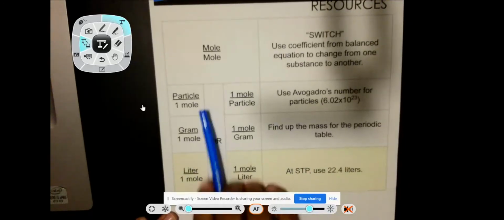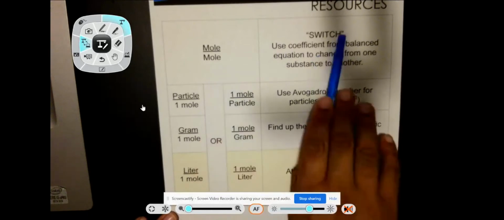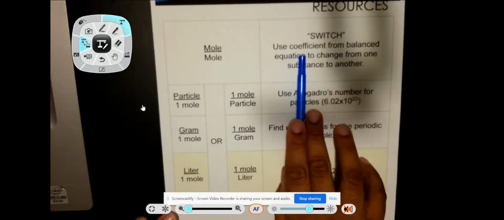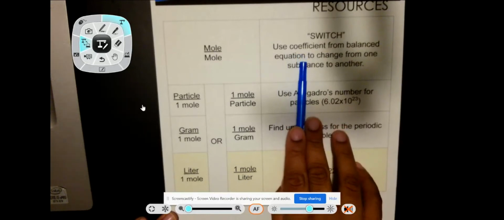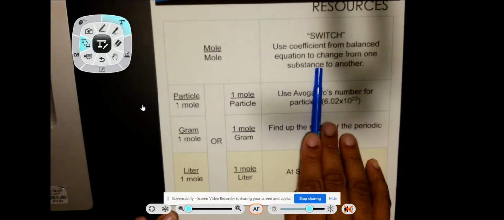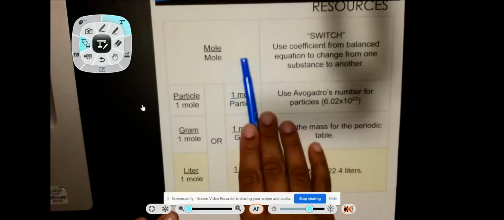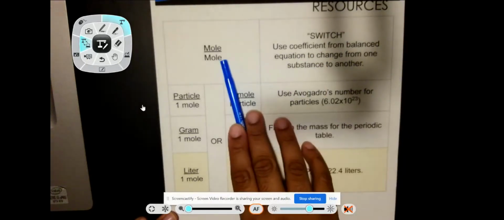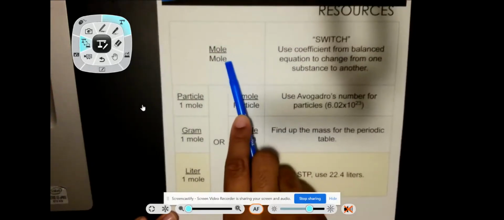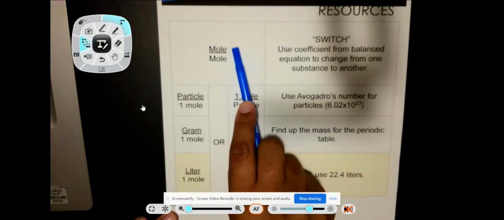The first one is when you are switching. It's called the switch. And the switch is when you use the coefficients from a balanced equation to change from one substance to another. Okay? And that's when you're going to have however many moles of one substance over however many moles of another substance. And this is when you're going to be switching from one to another.